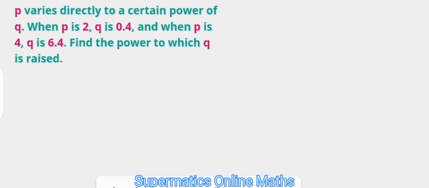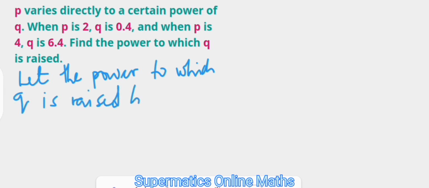The first question we shall be exploring in this tutorial is: P varies directly to a certain power of Q, and when P is 2, Q is 0.4, and when P is 4, Q is 6.4. So we are required to find the power to which Q is raised. To start with, we let the power to which Q is raised be n. So with it being n, the variation is P varies directly as Q raised to power n.